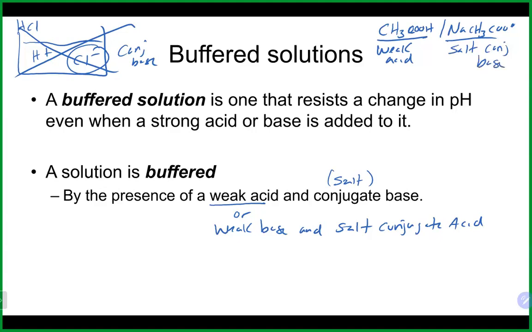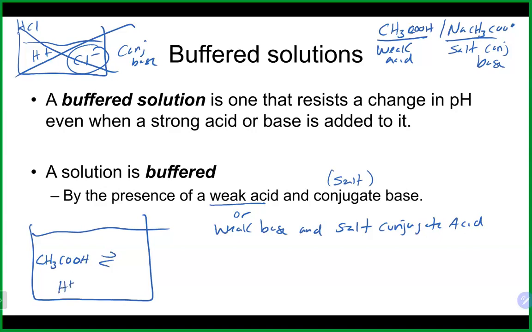So what happens when you actually dump the acetic acid in to make a buffer is you will get that equilibrium set up, and remember those two arrows we talked about with weak electrolytes, we'll have some H plus and some acetate in this solution. So what happens is in a buffer like this, we actually have an acid part and we have a base part of this buffer.